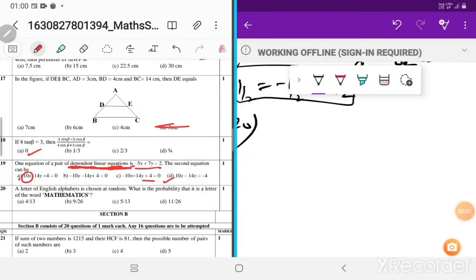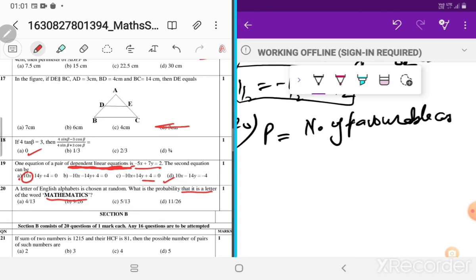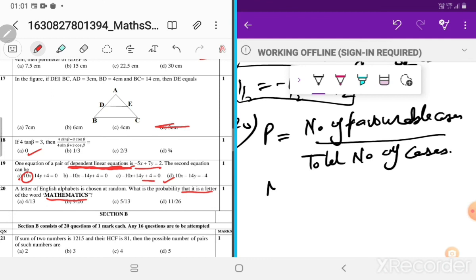Now come to question number 20. In this question, a letter of the English alphabet is chosen at random. What is the probability that it is a letter of the word mathematics? So here we should first know the probability formula, that is, number of favorable cases upon total number of cases. We have to find the probability of the alphabets M, A, T, H, E, M, A, T, I, C, S, mathematics.